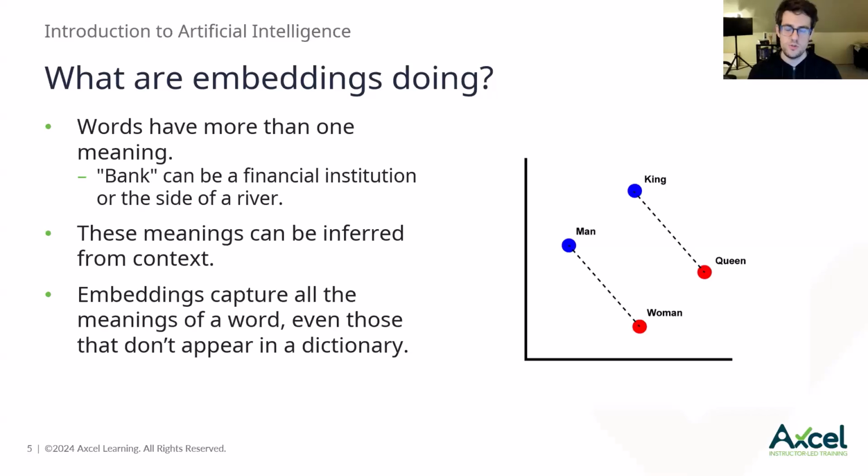Now, usually these meanings can be inferred from the context of the word, and the embeddings that the model uses are going to capture all the meanings of the word as it is used in the training information, which these days is almost the entirety of the internet. So there's just lots of information to train on. And so they'll have definitions of words that don't even appear in the dictionary yet.